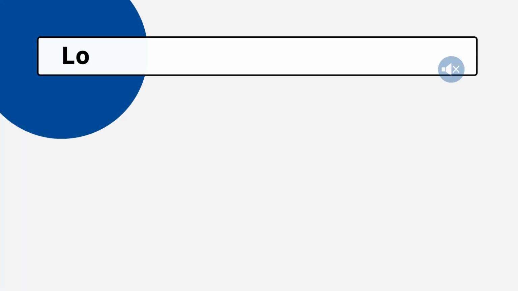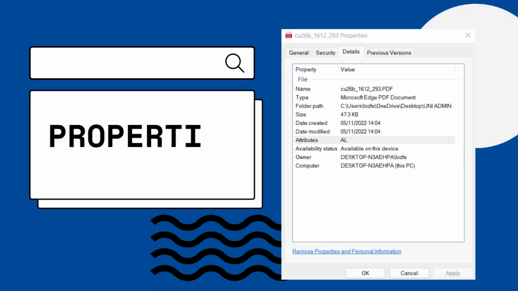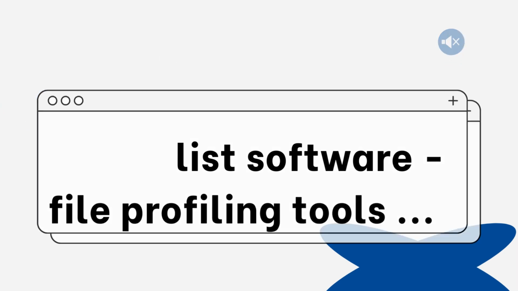So, to locate the basic representation information, you can do this by, as we showed before, clicking on Properties. Once you've opened your file, click on the Properties section and up will come the representation information in the form of metadata. You can also use specialist software and file profiling tools.